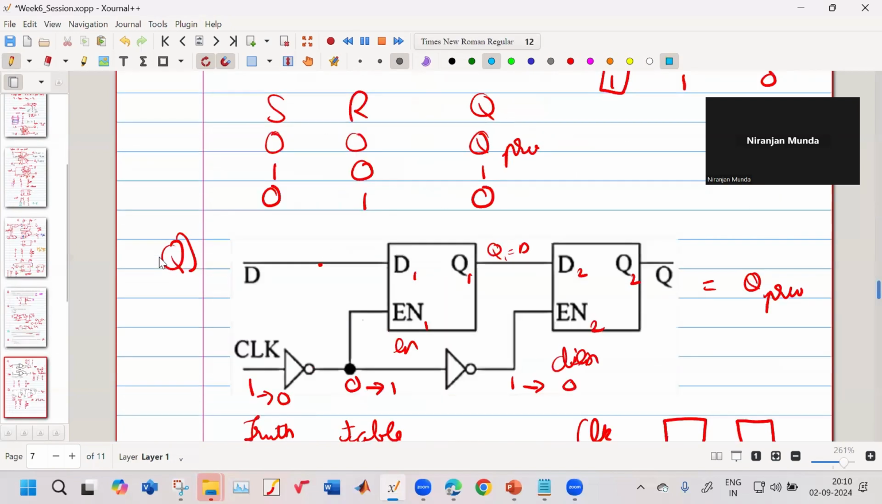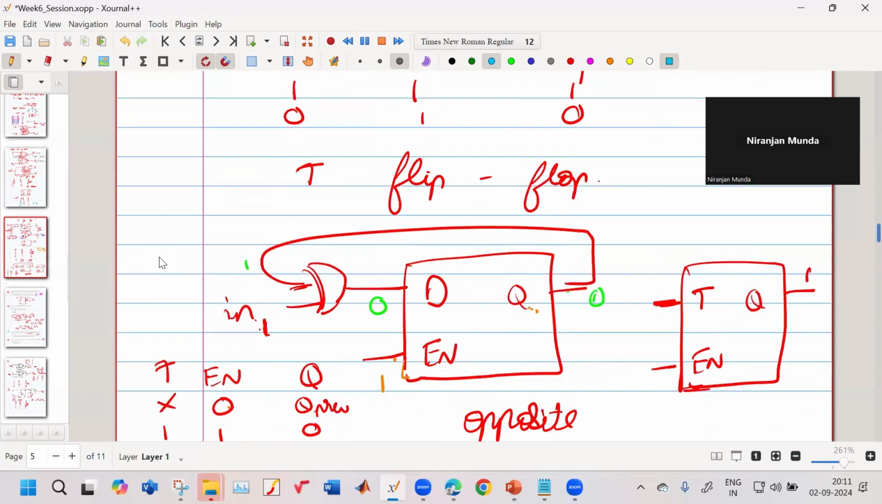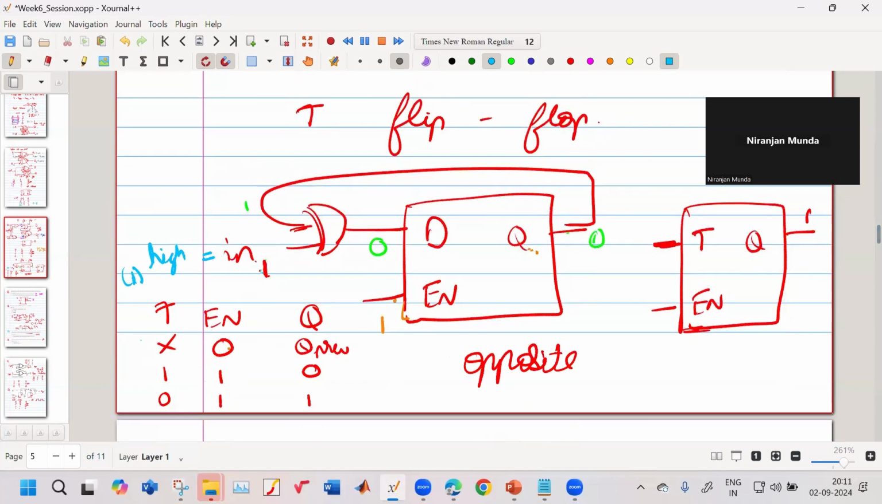So in the T flip-flop, this IN1 will be connected to high, or it will be 1. It has to be 1 all the time. And this enable will change its value depending on some positive edge. When this changes its value, then they will toggle, they will shift, they will change. So this is how a toggle flip-flop is made.